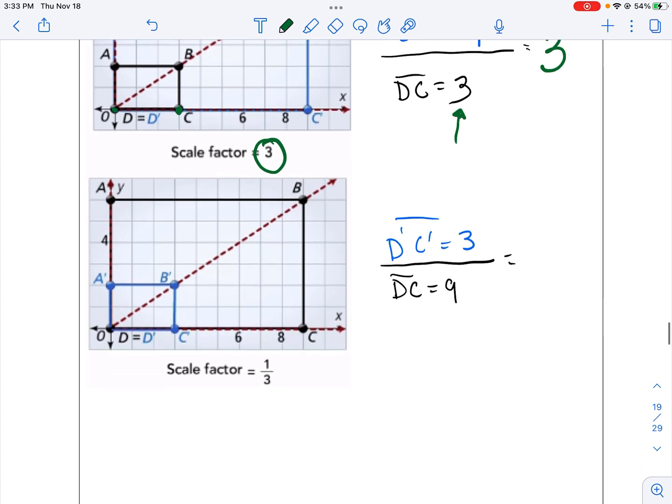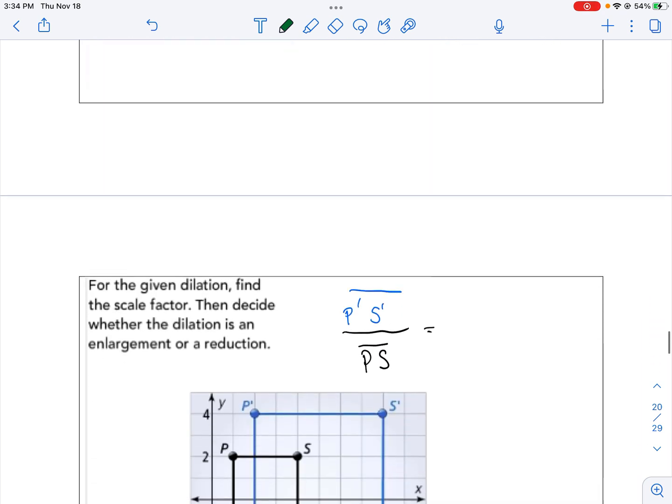So here we go again. The length of the image, which is this small side right here. So this shape is getting smaller. The original is the black. The image is the blue. So we're getting smaller. So the length of D prime C prime of the image is 3. The length of DC of the original is 9. 3 divided by 9, or 3/9, reduces to 1/3, and that's how you get the scale factor of 1/3.